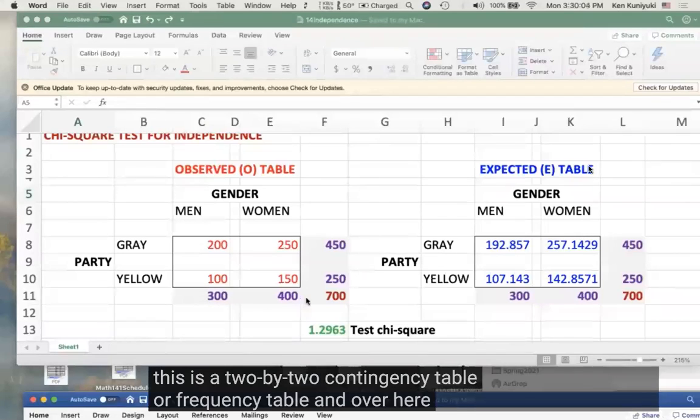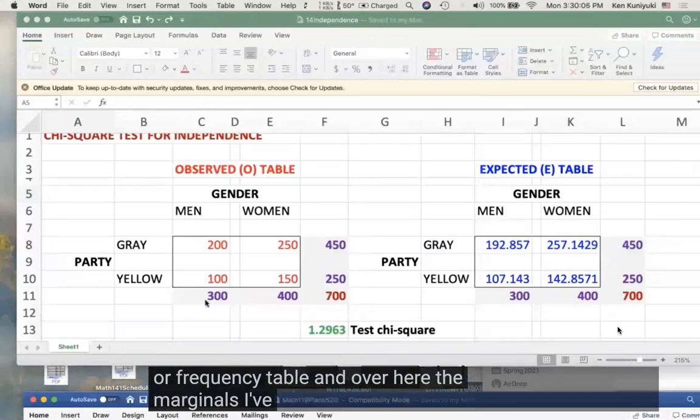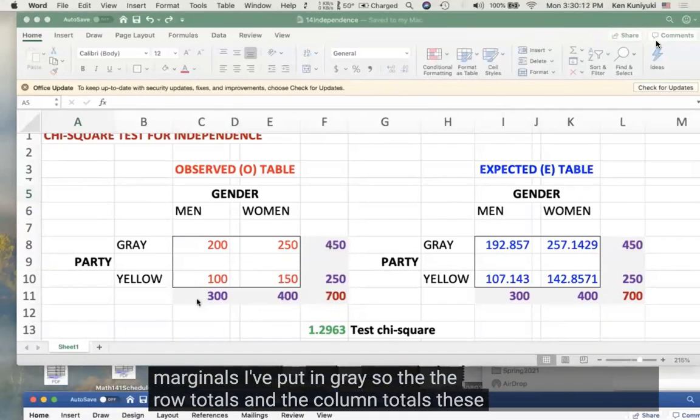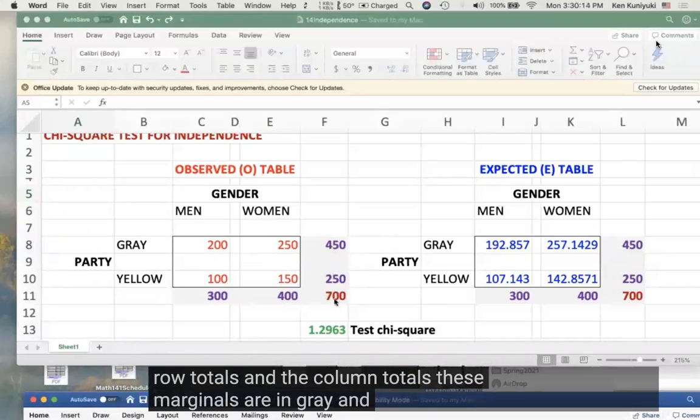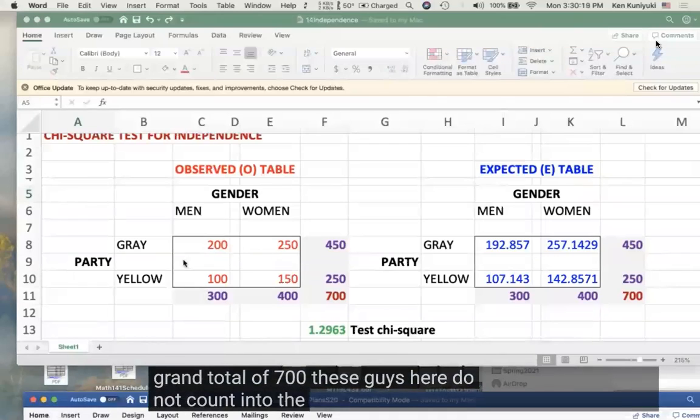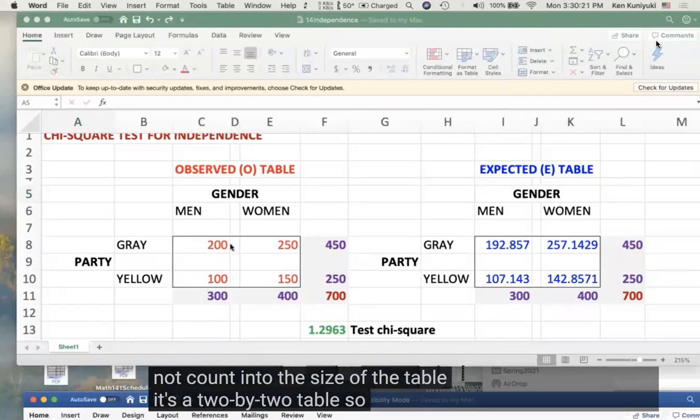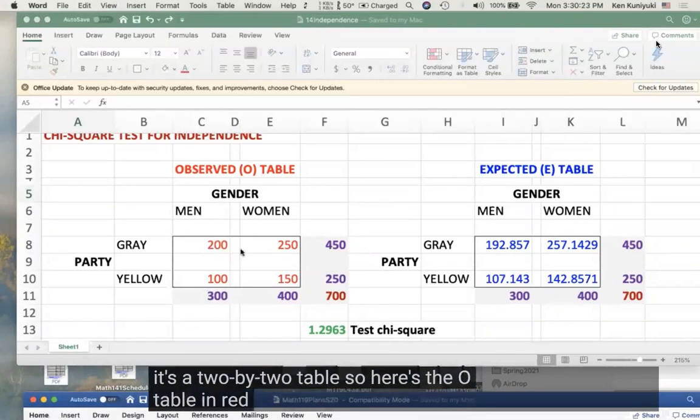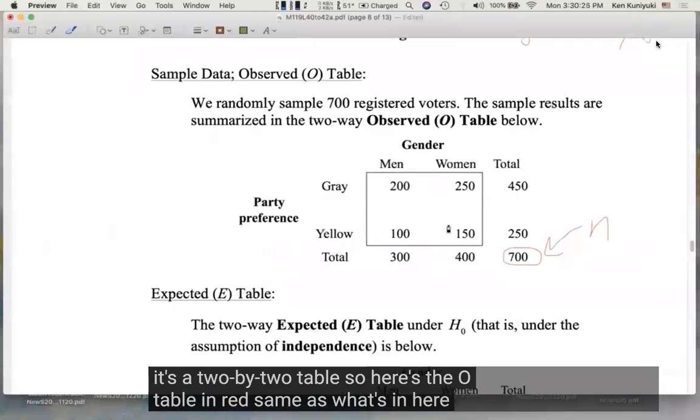And over here, the marginals I've put in gray. So the row totals and the column totals, these marginals are in gray. And here's the grand total of 700. These values here do not count into the size of the table. It's a 2x2 table. So here's the O table in red, same as what's in here.